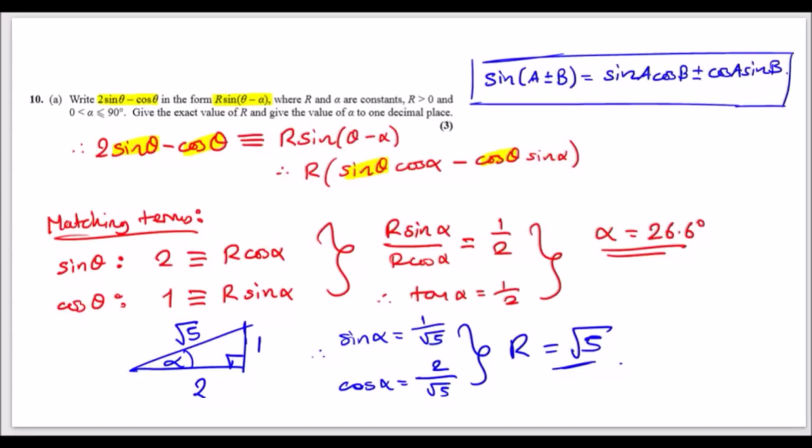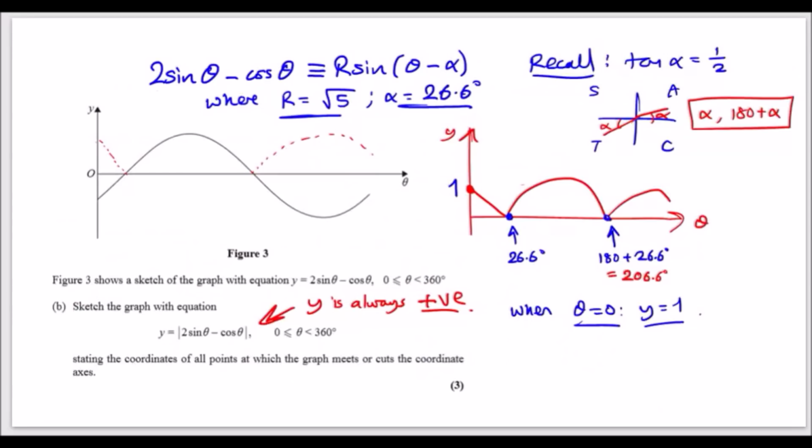Anyway, let's move on. B. Okay, so I put all the relevant info from the previous question here, just in case we need it. And of course I put a little CAST diagram because it might be relevant for later. So figure 3 shows a sketch of the graph with equation y equals 2 sine theta minus cos theta. Here we go. Ignore the dotted line.